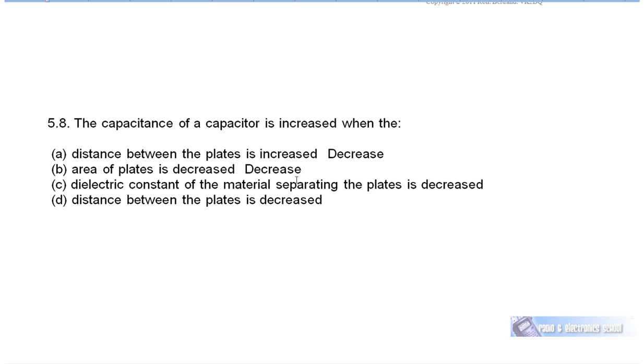The dielectric constant of the material separating the plates is decreased. That would decrease the capacitance. So I hope the last one's right. The distance between the plates is decreased. Yes. If the plates of a capacitor get closer together, the capacitance increases. If the dielectric constant is changed to one of a higher permittivity, the capacitance increases. If the area of the plates is increased, the capacitance increases. So the only correct answer we've got is D.